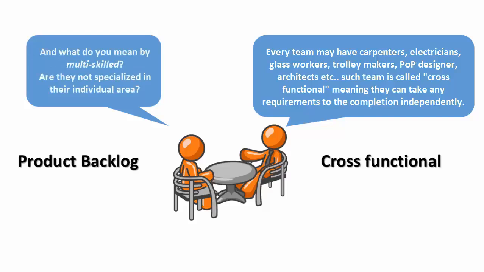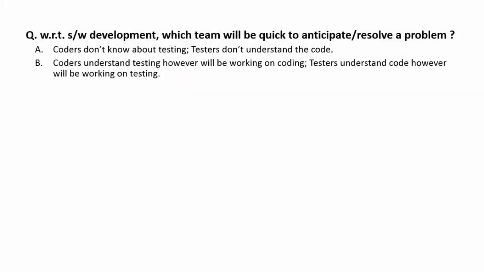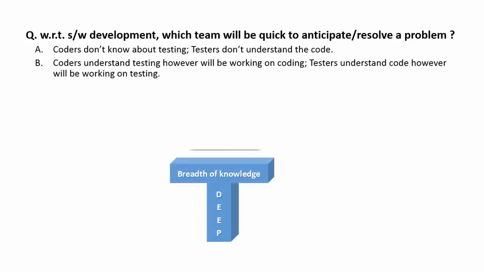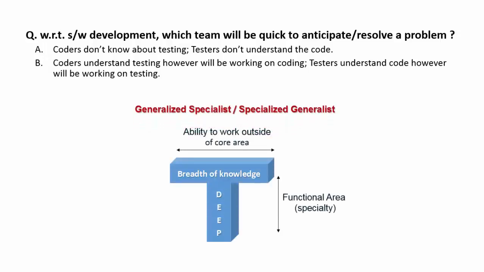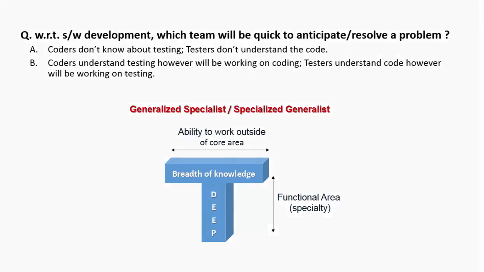And what do you mean by multi-skilled? Are they not specialized in their individual area? The members are experts in their own functional area, but they also understand the technicalities of other work in the release. We train them to become generalized specialists or specialized generalists if you prefer. In this way, they can help each other when needed. This helps us deliver a requirement quicker.